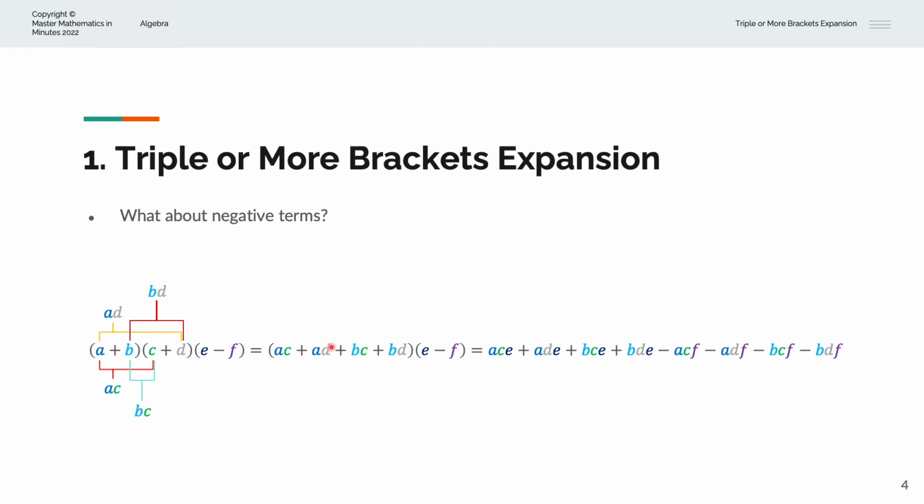So we'll multiply each of the terms in the first bracket by e, and that gives us ace, ade, bce, and bde as before. And finally, we'll multiply each of these terms by f, and that gives us minus acf, minus adf, minus bcf, and minus bdf. So it's important to carry the minus signs when you expand the brackets. Let's take a look at a couple examples.